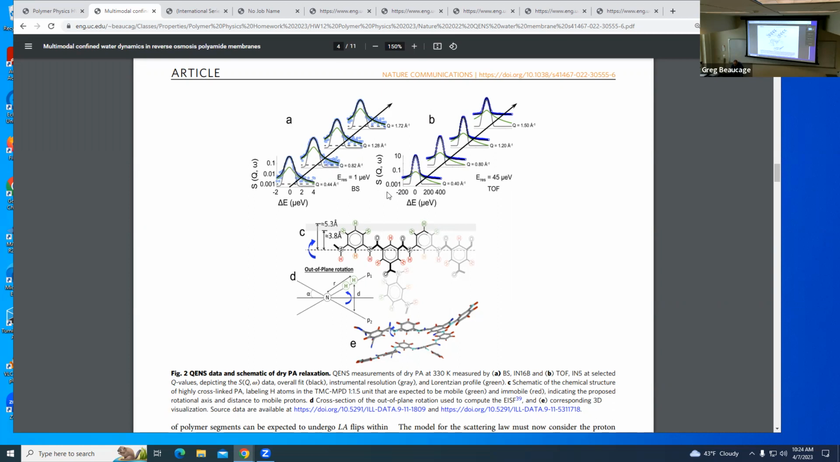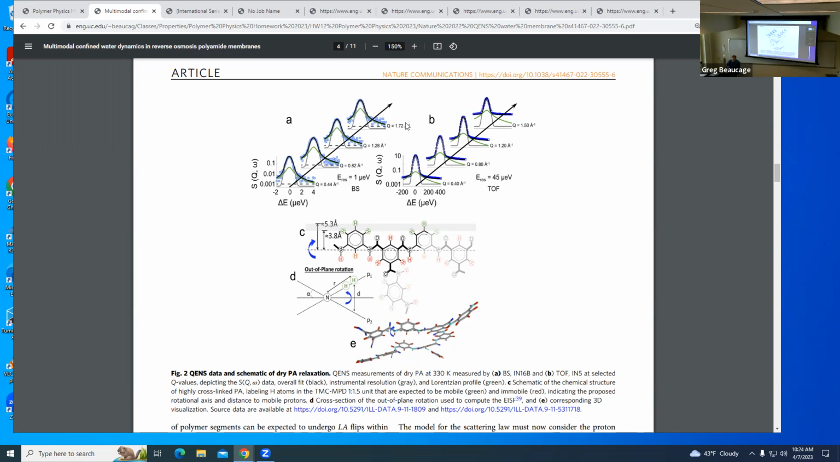This is 45 micro, that's 1 micro electron volt. Right? So anyway, that's the idea. So when you do that, if you look at the elastic peak at one Q, you do a scan across Q, you get the scattering function, which is going to be some decay function.